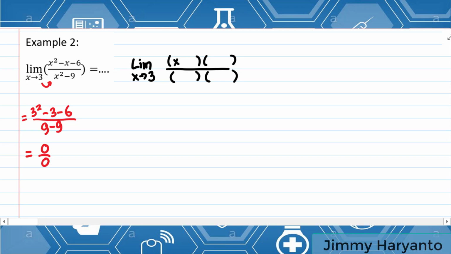So the first one will be x plus 3 and x minus 2. The bottom one will be x plus 3 and x minus 3. We can cross out this one, and then after this, we can try to substitute the x again one more time. Let's see if the result is still 0 over 0 or not. Yeah, so 3 plus 2 over 3 plus 3 equals 5 over 6. So there is no more 0 over 0. Then this is the result.